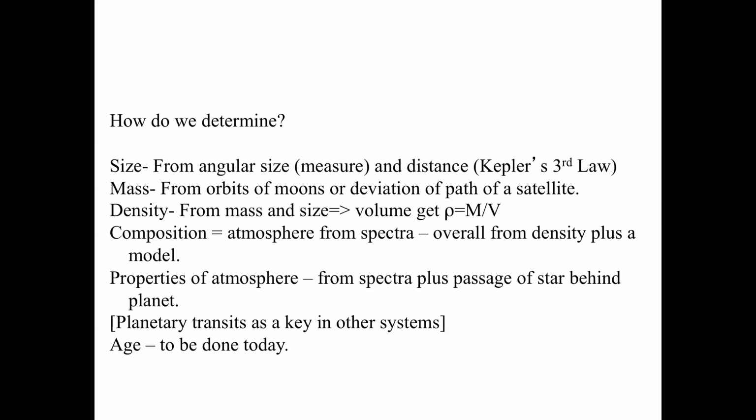The size from the angular size and the distance, the mass from the orbits of their moons, or the deviation of the path of a satellite in the case of a planet such as Venus that doesn't have any moons, the density from the mass and the size, the composition of the atmosphere we get from the spectrum of the source, and the overall composition we can infer from the density plus a model of the structure of the planet. The properties of the atmosphere we can get from spectra.